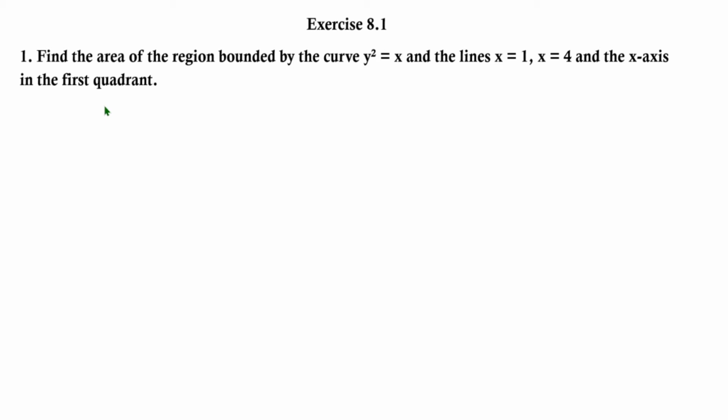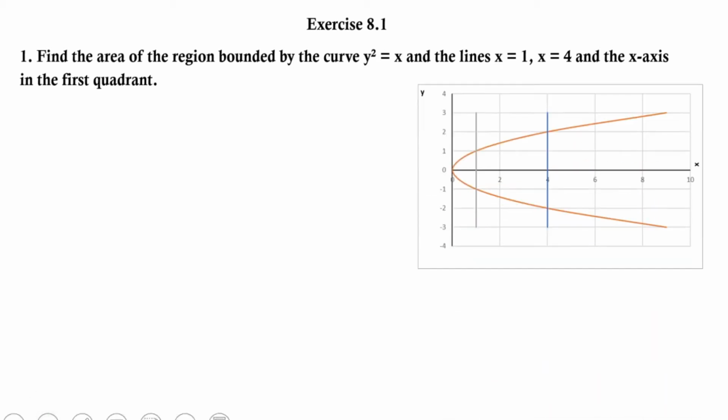So first let us draw the graph OX, OY and the curves and the lines. So the curve corresponding to y square equal to x is this curve, that is the orange curve, that is the curve y square is equal to x.